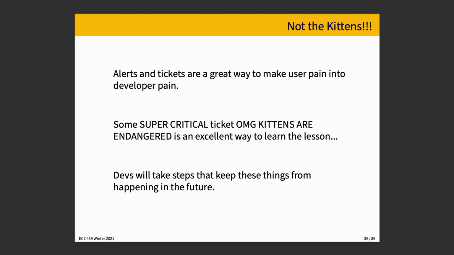Being woken up in the middle of the night because of some super critical ticket, OMG, kittens are endangered, is actually a good way to learn that production code needs to be written carefully, reviewed, QA'd, maybe run by a customer or two in a canary deployment before it goes out to everybody, because there will inevitably be an incident or something like it. Learning lessons from it and making sure they don't happen again is greatly incentivized by the fact that if something goes wrong, you're the person they wake up in the middle of the night to deal with the problem.